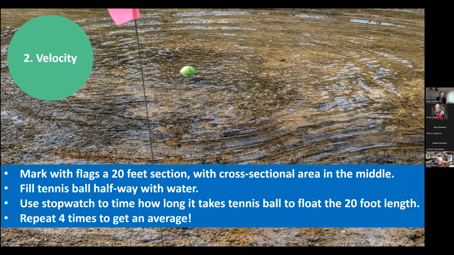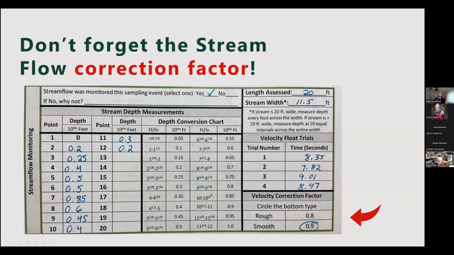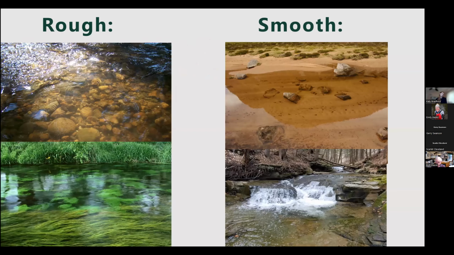What else do I have after this? Oh yes, the correction factor. Don't forget the stream flow correction factor, like I almost did. So remember to circle this on your data sheet, as we saw in the data quality checks. Not everyone did. And what you have is either a rough or a smooth option.